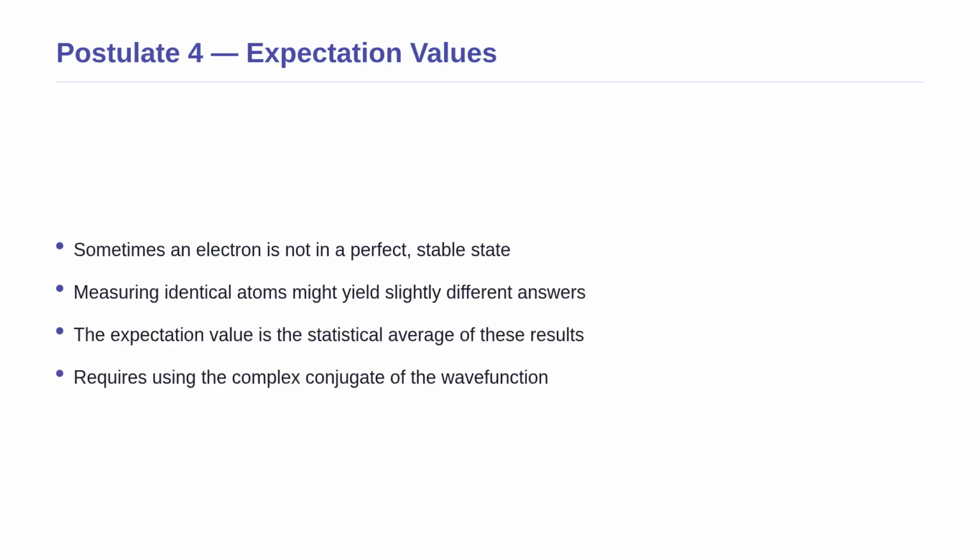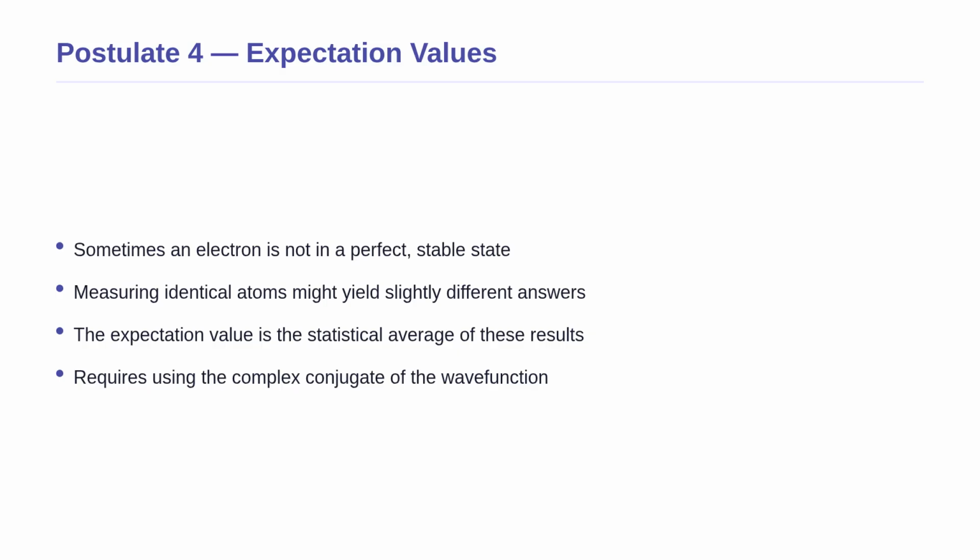Our previous example assumed a perfect, stable state, but sometimes the quantum world is messy. The fourth postulate tells us how to handle situations where an electron is not in a stable state for a specific measurement.